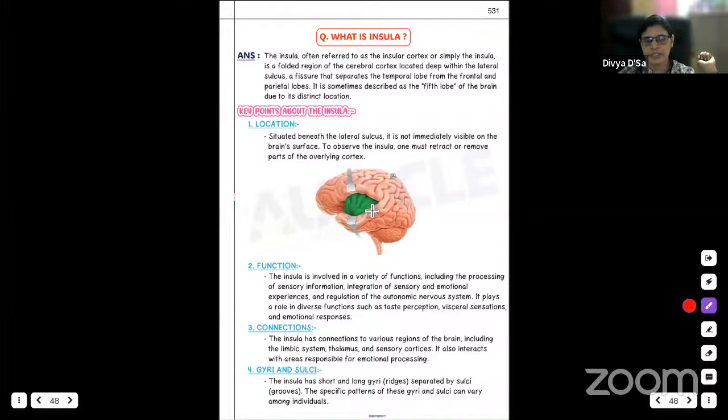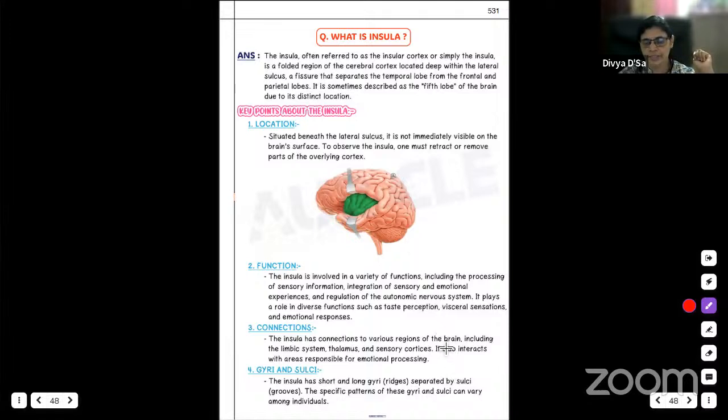It's situated within the lateral sulcus. To see that we need to retract the frontal lobe, the temporal lobe part, and a portion of the parietal lobe, so that we can see the insula. It is involved in many functions. Basically, it processes sensory information, integrates sensory and emotional experiences, and regulates the autonomic nervous system. So it has a very diverse role. It takes part in taste perception, visceral sensations, as well as emotional responses.